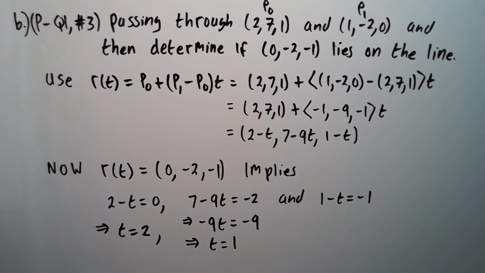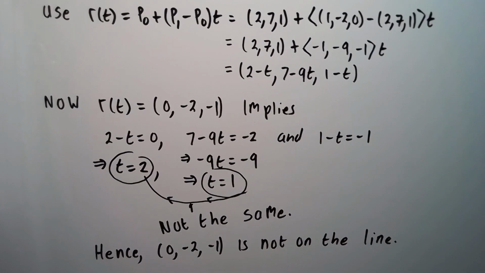Well, that's a problem now because we have t is 2 here and t is 1 here. That means this is not on the line, because for it to be on the line, the t-value should be the same for all three. So since t equals 2 and t equals 1 aren't the same, we can say that our (0, -2, -1) is not on the line. Okay, so we're done with the question then.